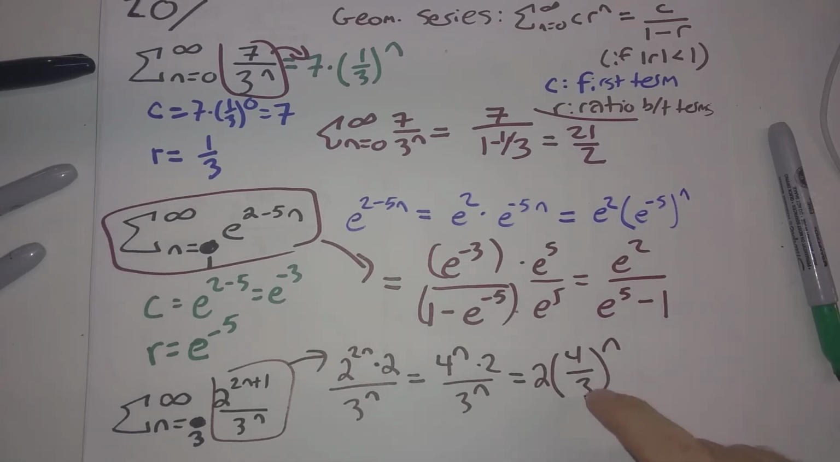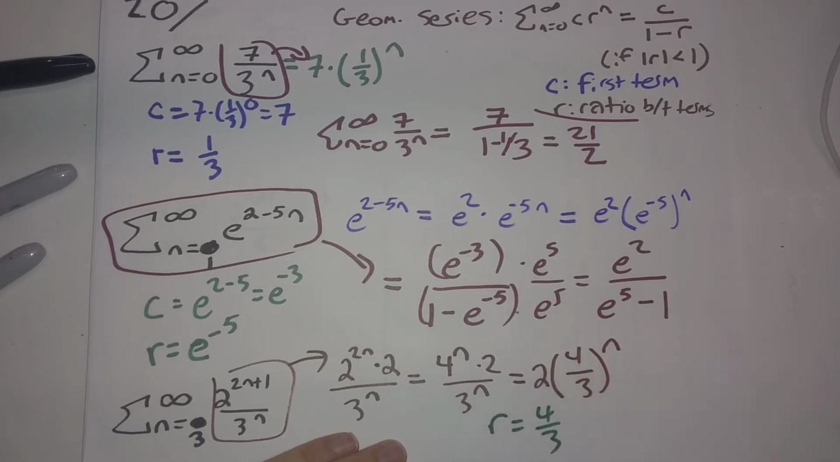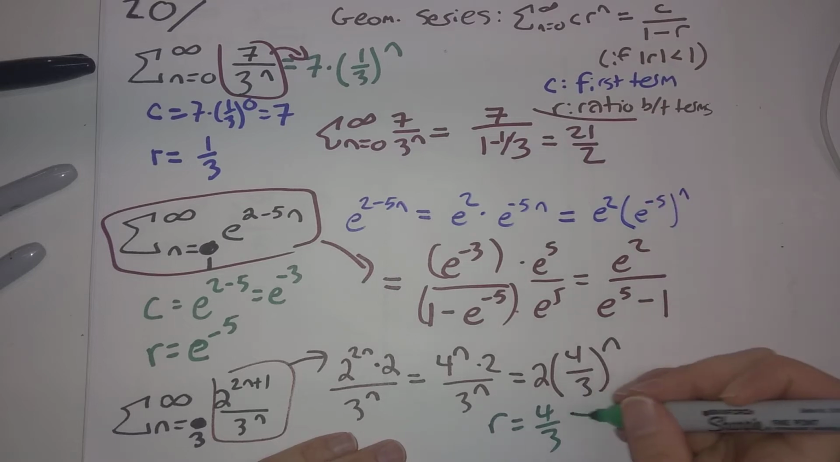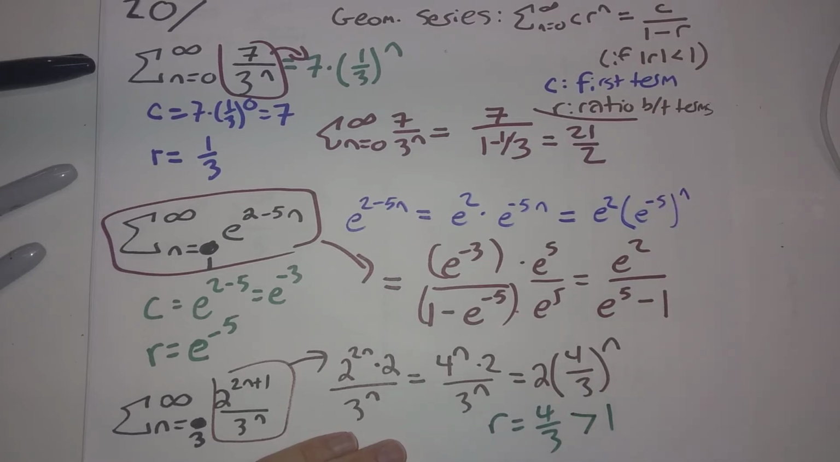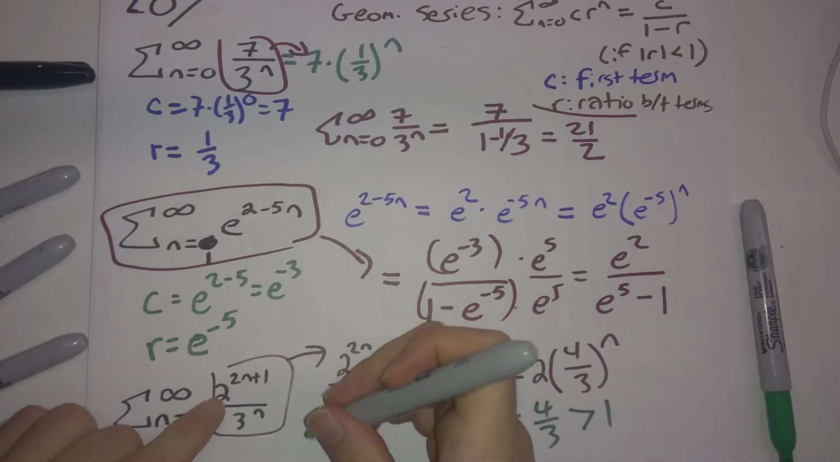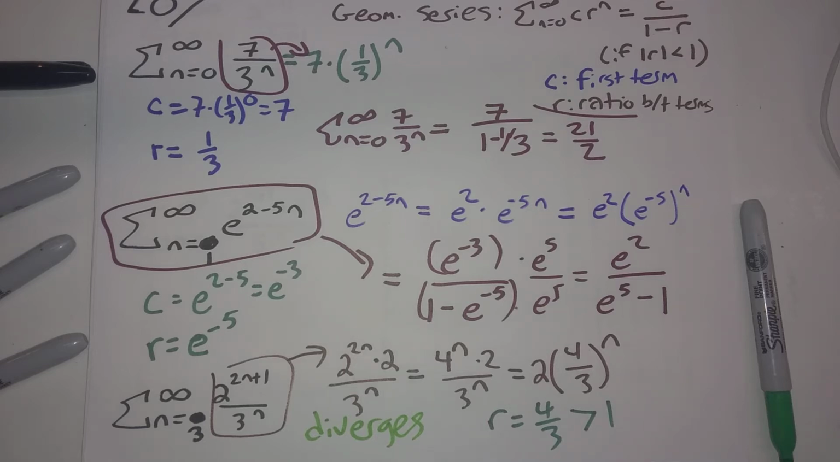What's the advantage here? Well, here is my ratio. My ratio r is 4/3, but look: 4/3 is bigger than 1 in absolute value, and so this is enough for me to conclude that this is a divergent geometric series, because the common ratio is bigger than 1 in absolute value.